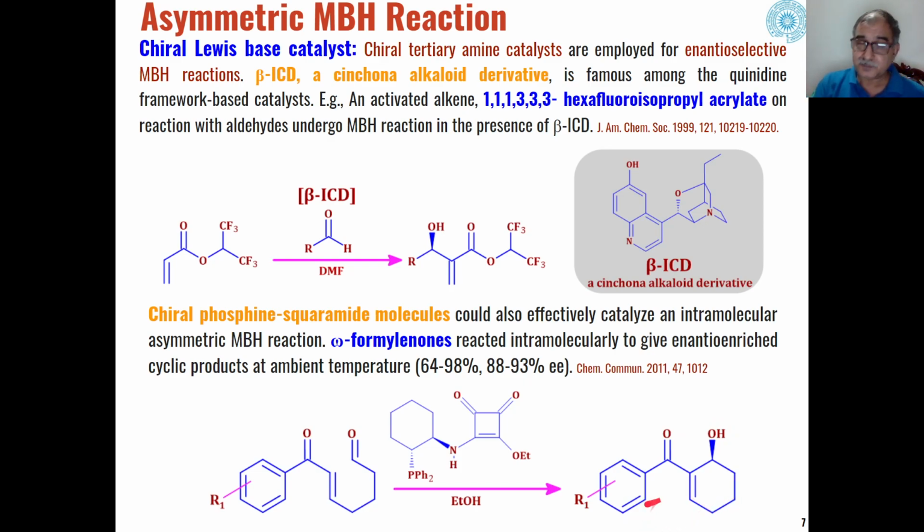And the products, depending upon this, we can have different types of substituents. The yield of the products formed can range from 64 to 98%, whereas enantiomeric excess of the product formed ranges from 88 to 93%.